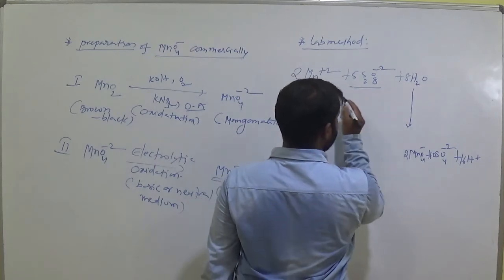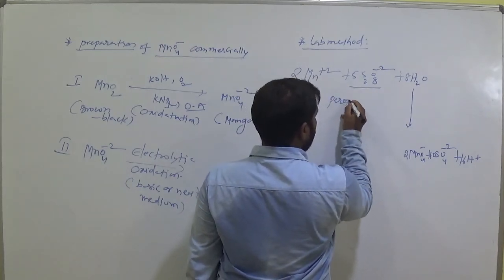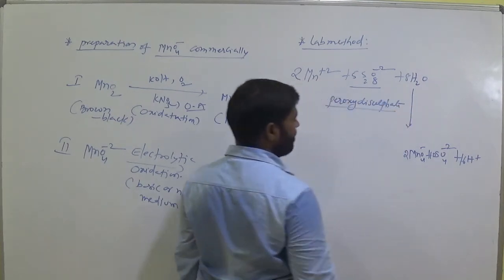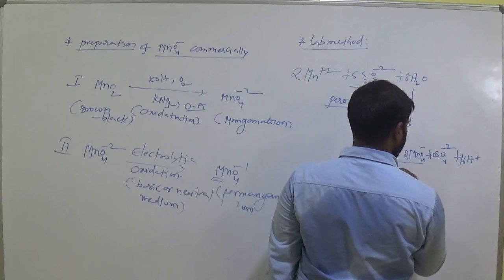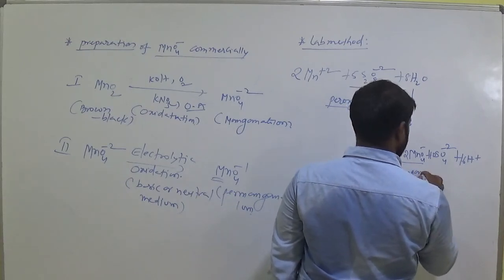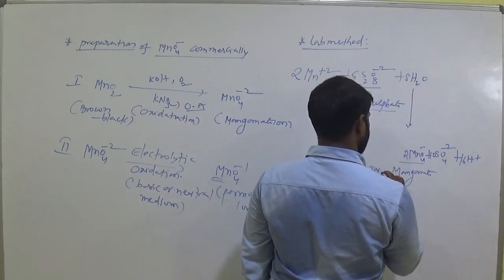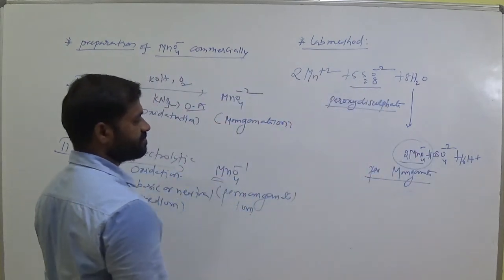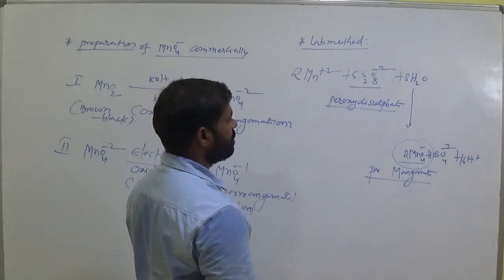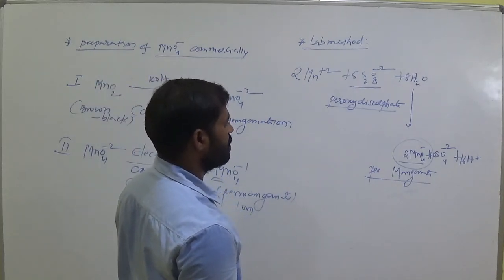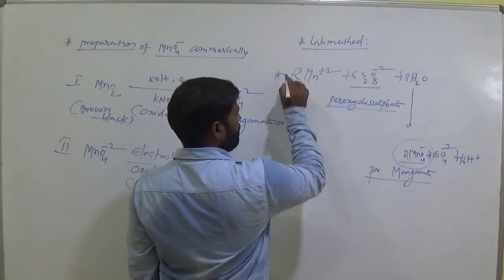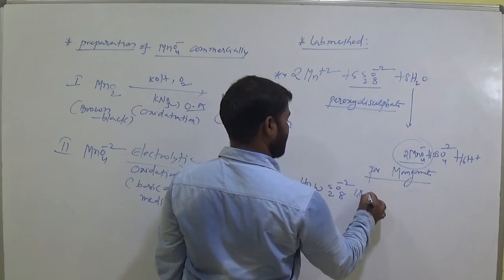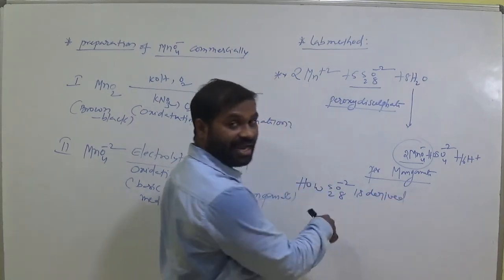So let's see, this one is peroxydisulfate. Peroxydisulfate. Okay, this is permanganate ion. Permanganate, and we prepare this one. Okay, keep this. Okay, clear students? Now write the question. How is S2O8 2 minus derived? That means how can we obtain this?